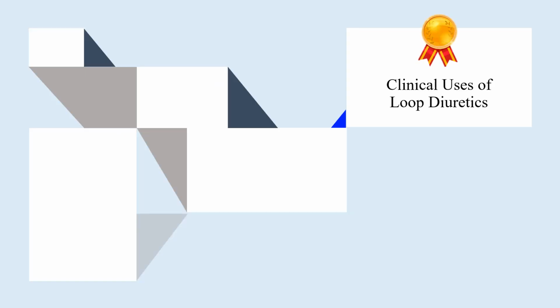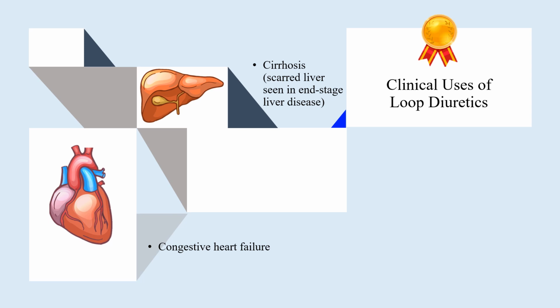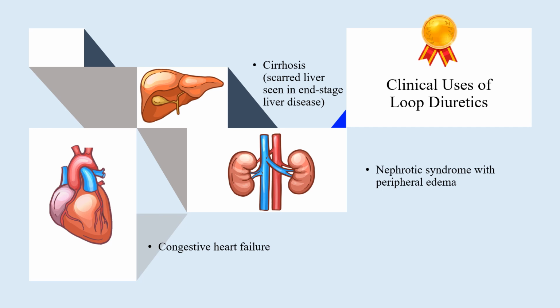What are the best uses of loop diuretics? Since these are potent diuretics, we commonly use loop diuretics for fluid overloaded states, including congestive heart failure, fluid accumulation in patients with end-stage liver disease known as cirrhosis, and fluid accumulation in patients with nephrotic syndrome and peripheral edema.